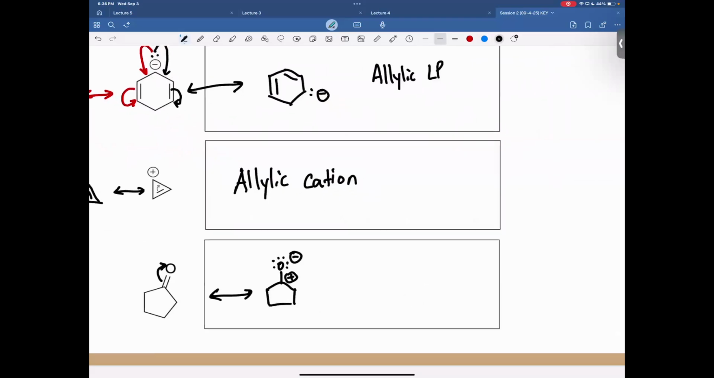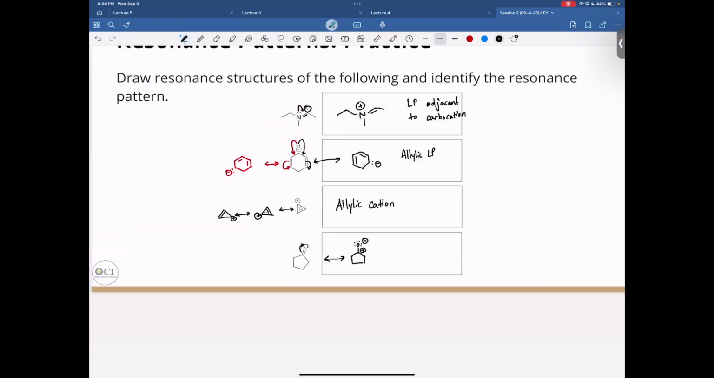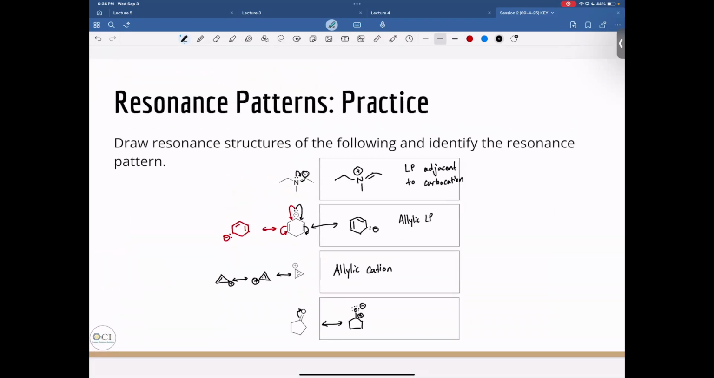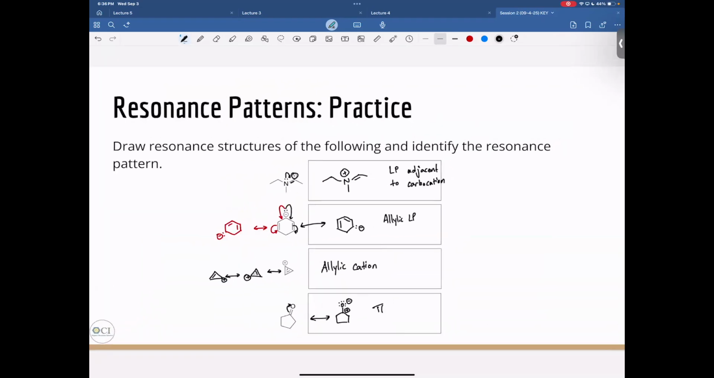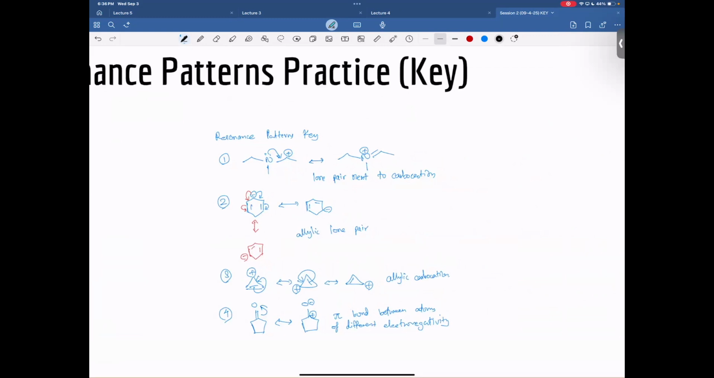All right. This would be a lone pair adjacent to a carbocation. No, my bad, guys. A pi bond between atoms of different electronegativity. I'm not going to write that out because it's too long, but you get the point, right? Pi. All right. Here is the key, if you're wondering. Same thing.